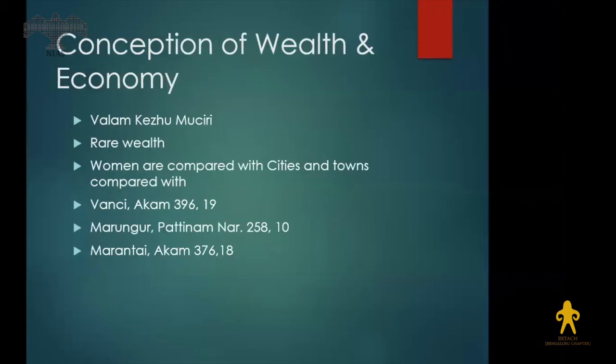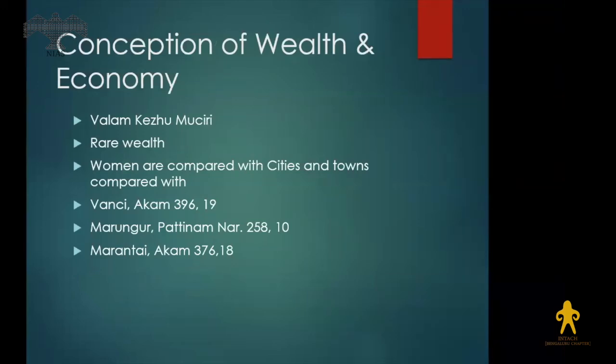Then the conception of wealth and economy, how these ideas are described in the literature. Valam Kedu Musiri, rare wealth, they occur very frequently. Sometimes women are compared to cities and towns. We don't know why. Vanchi, Marungur, Pattinam, and also Marandai or Mandai, which is identified with the port in the northern part of Kerala, are all compared to women.